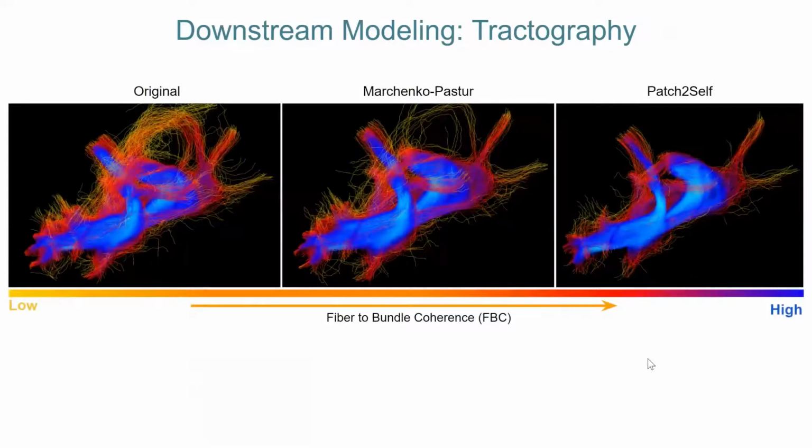Then a downstream comparison on tractography. So this is the optic radiation bundle. I have shown the comparison using the fiber-to-bundle coherency metric. The bluish streamlines show high coherence, meaning that they are closer to the ground truth, and the reddish yellowish ones are basically the incoherent streamlines. And you can see as you denoise your data with better denoising, the incoherent streamlines kind of disappear.